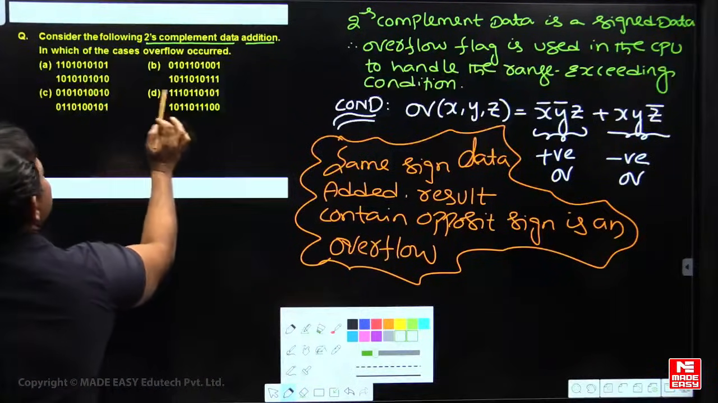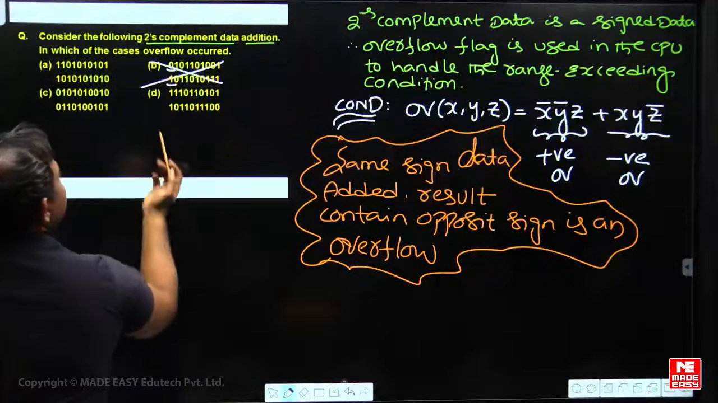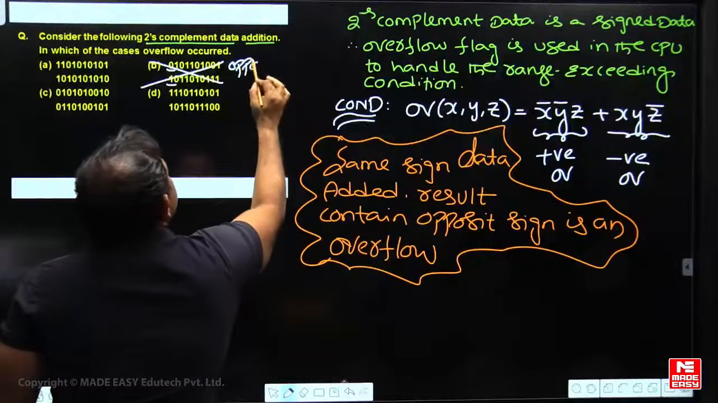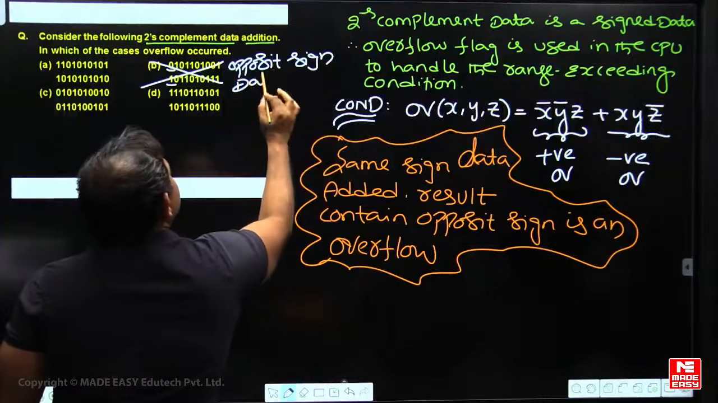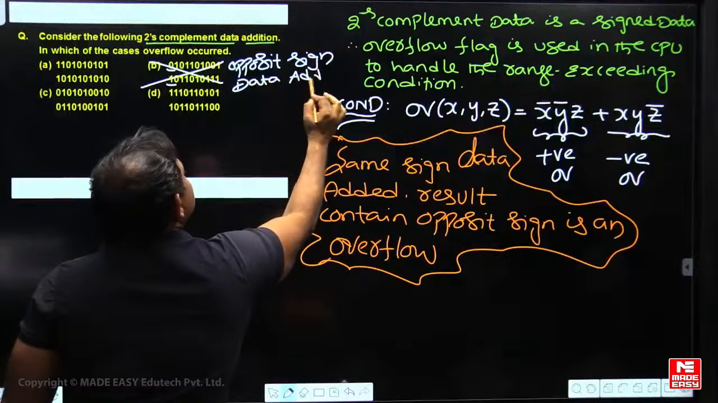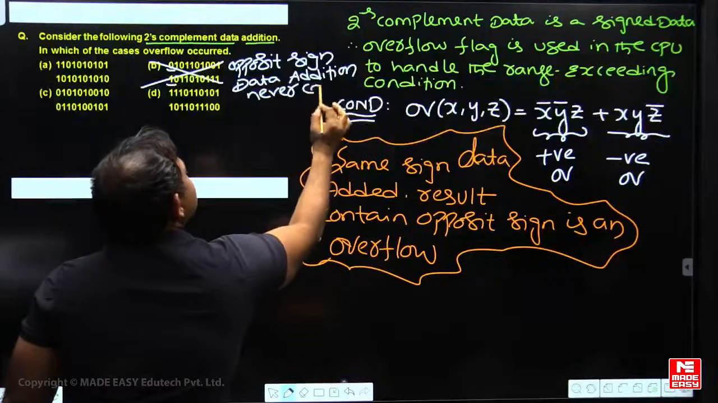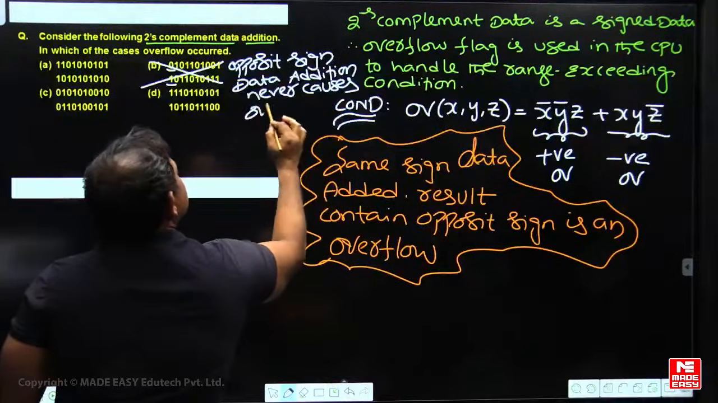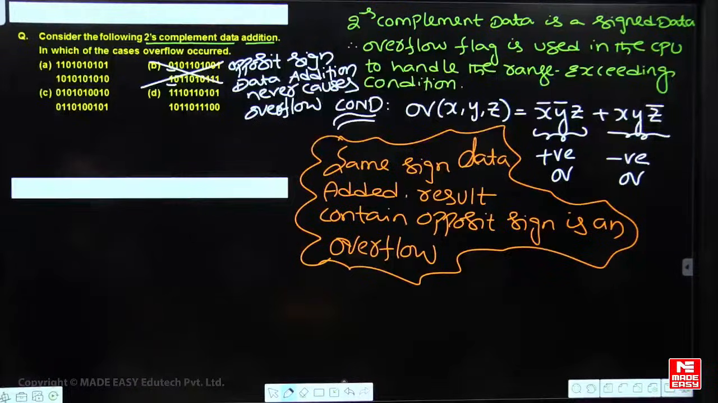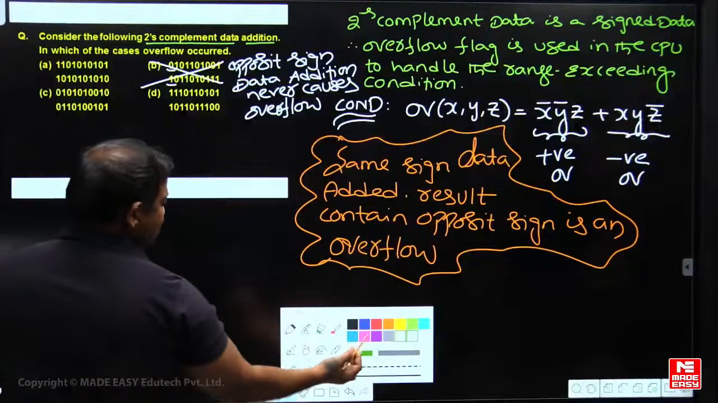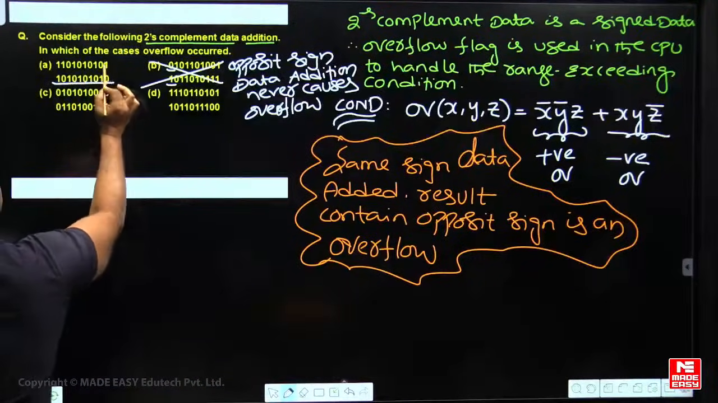First, same sign data. Here this is opposite sign, so overflow never occurs. Opposite sign data addition never causes overflow. Overflow occurs in same sign data. Now do the addition of this. Add both numbers.